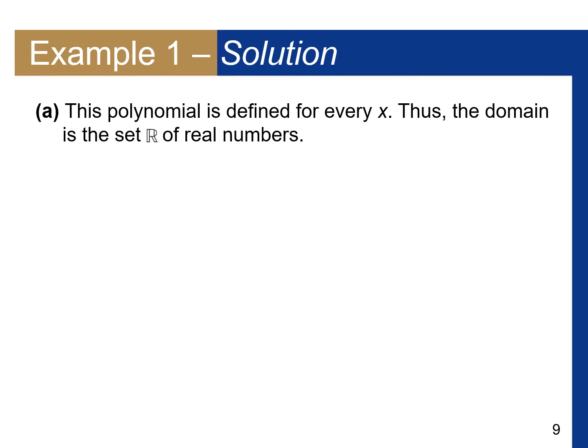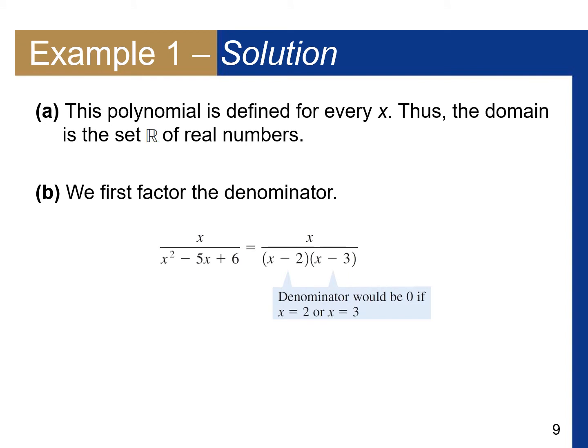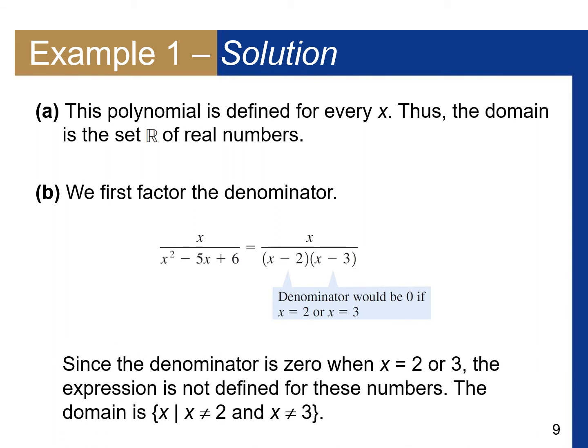All right, so the first one, as we said, is the set of all real numbers because it's a polynomial. The second one, we have to take a look at the bottom. When I factor the bottom, I see that if I placed 2 or 3 in for x, I will get 0. So I have to make sure that I identify that when I'm looking at my domain. I'm going to have to say it's all x such that x cannot equal 2 and x cannot equal 3. Okay, so this is our set notation for it right here.